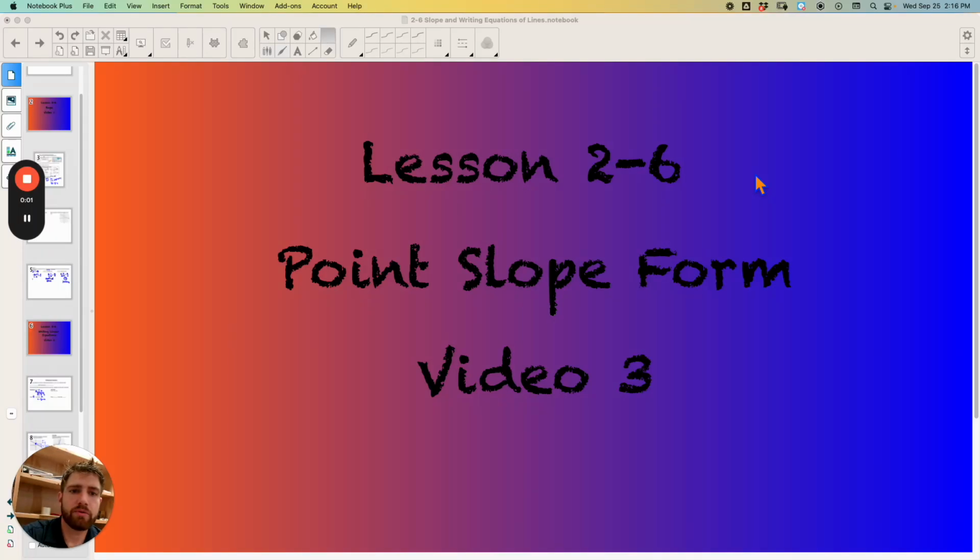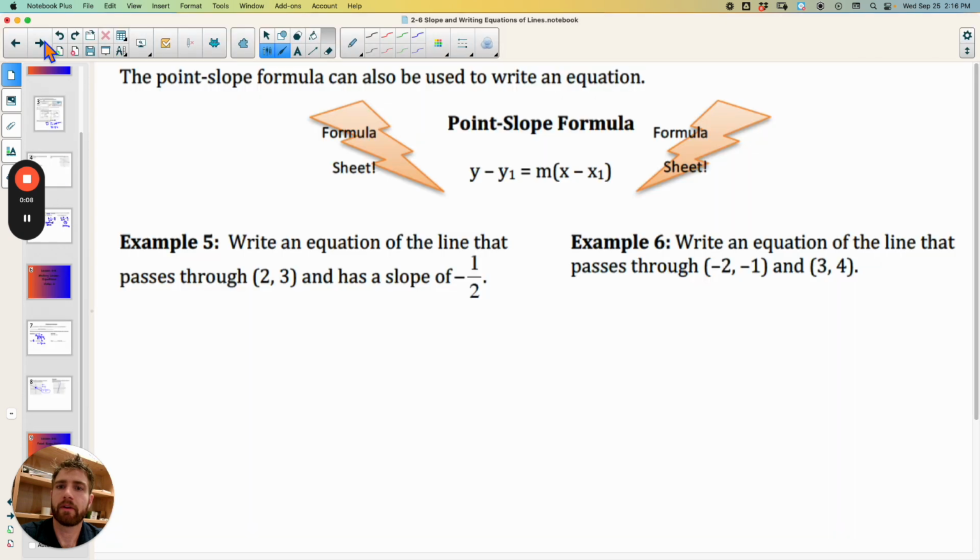Alright, welcome to lesson 2-6 video 3, and today we're going to learn about point slope form. This is the point slope formula, and this is on your formula sheet. Let's go ahead and read this example here and I'll show you how to apply it.